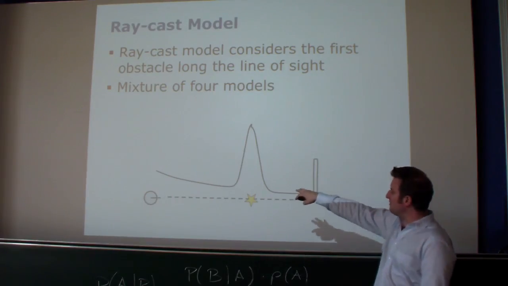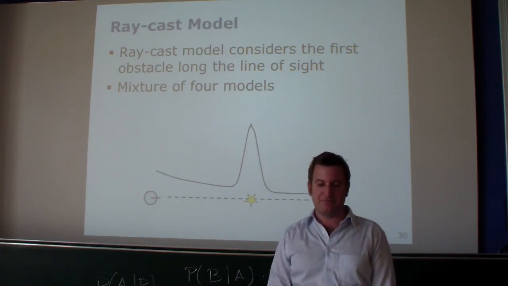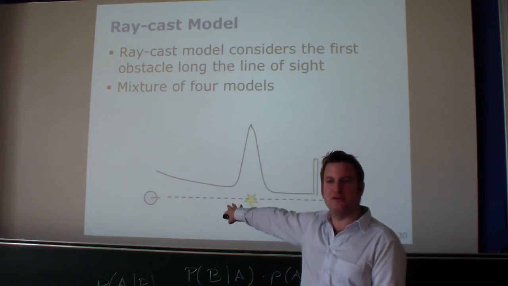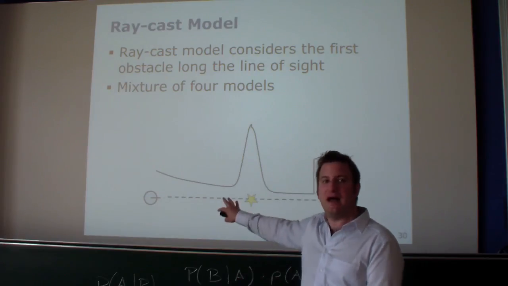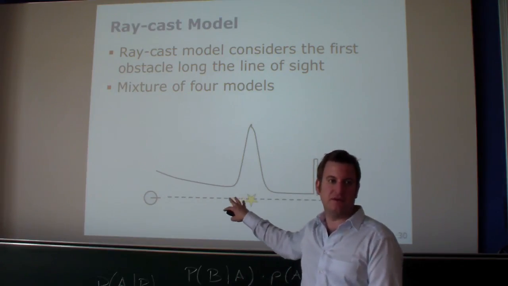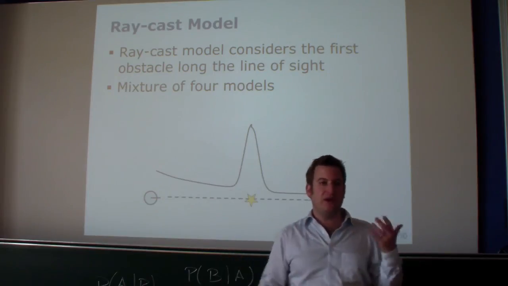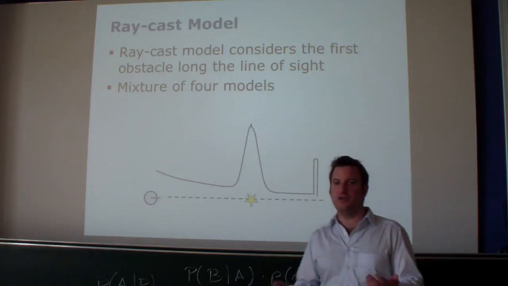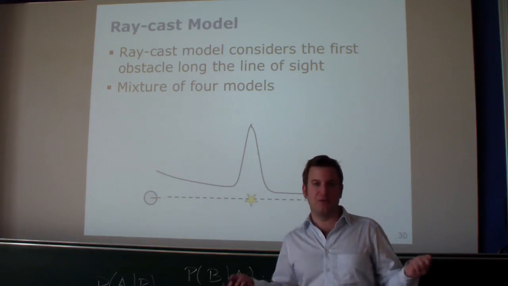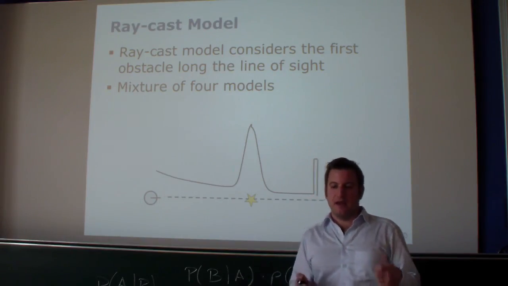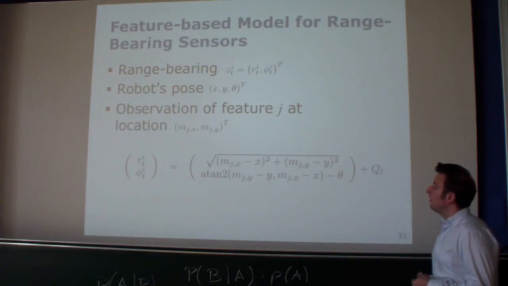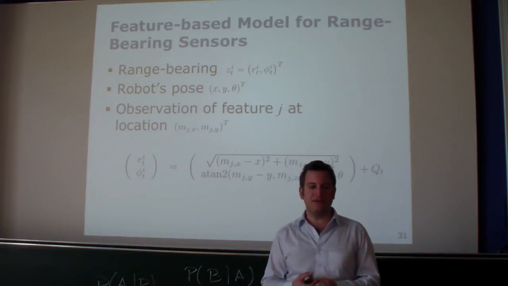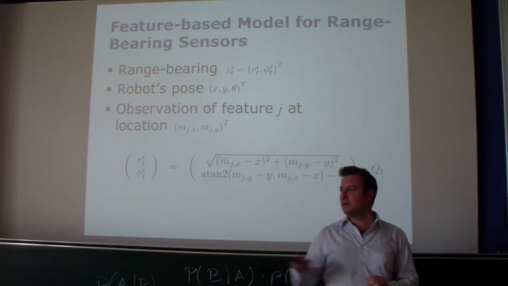This model is actually a mixture of four different models. But that's again something I just would like to mention, that there are alternatives to these beam endpoint models. We won't dive into all the details of the different models here in the course, just to give you an idea that there are different ways of doing this. So the beam endpoint model and the raycast model are two models I can use if I work with dense maps, kind of grid maps. There's another model which can come up, which is the model for feature observations if you have a range bearing sensor.